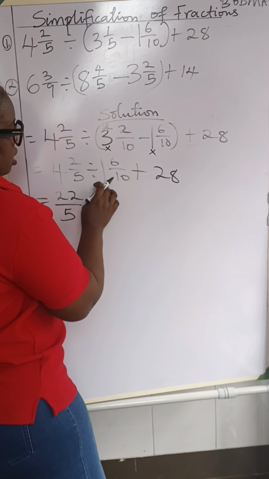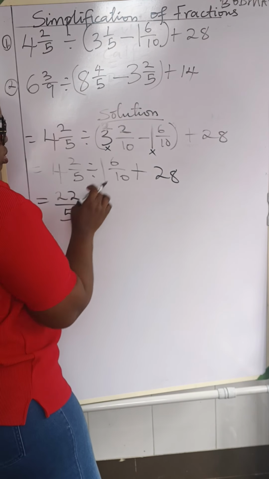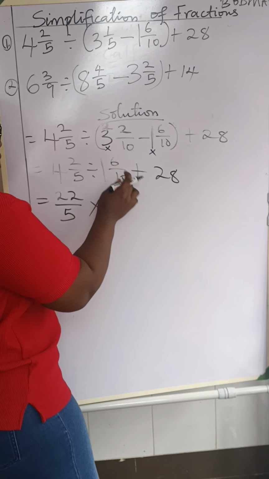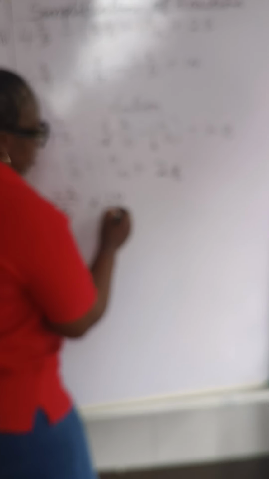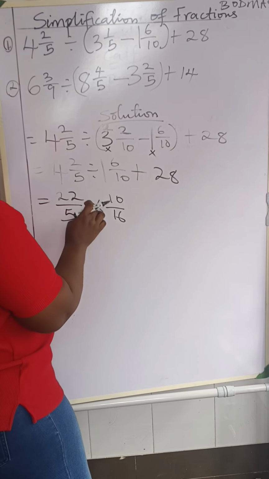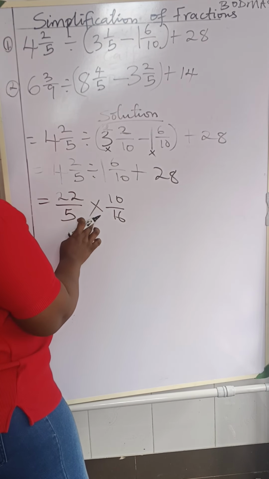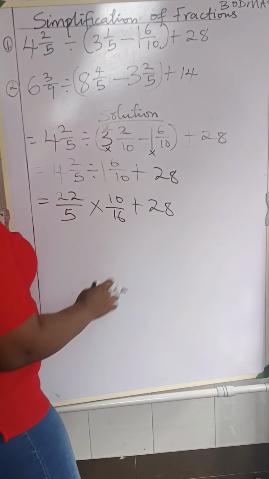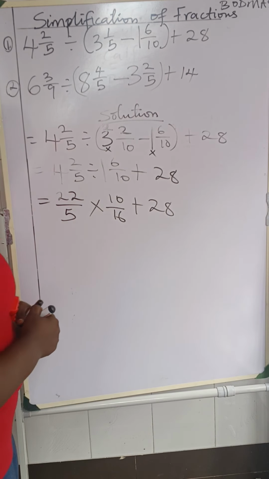This division sign is going to change to multiplication because we are going to have a reverse here. So we have 10 times 1 is 10 plus 6 is what? 16. So instead of writing 16 over 10, we now have 10 over 16 because we have a reverse because of the division sign to change to multiplication, plus 28. Remember the 28 is a whole number. To make it a fraction, you can write 28 over 1, right?